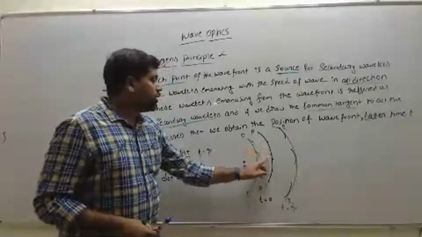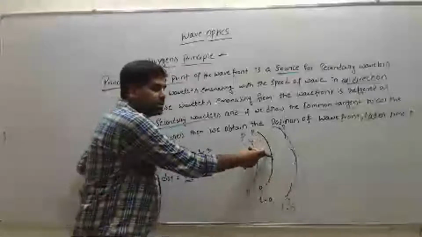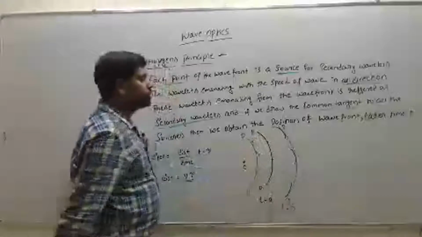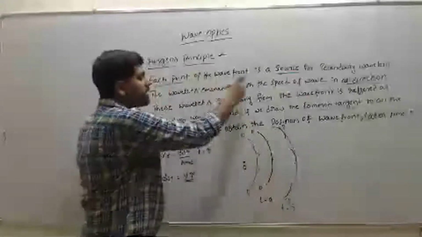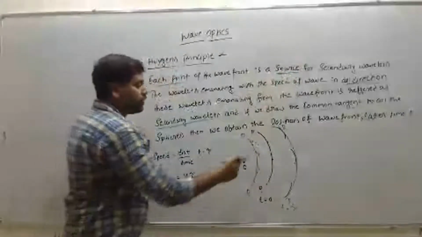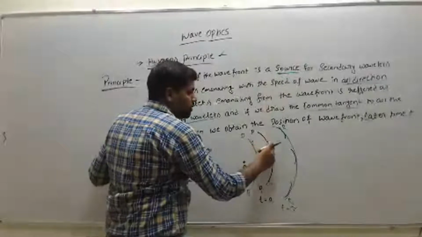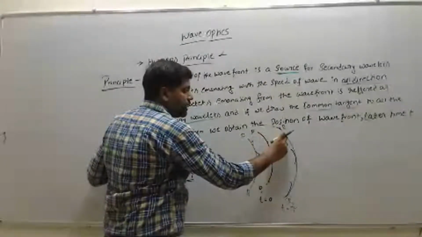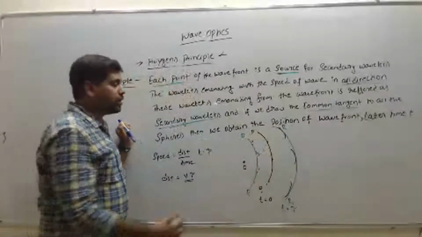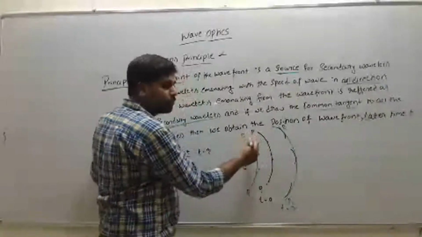From this wavefront, we have several points. Out of several points, I have taken 3 points. These 3 points act as the source of secondary wavelets. From each point, the light travels in all the directions. That's why we are going to draw the sphere, because it travels in all the directions like this.